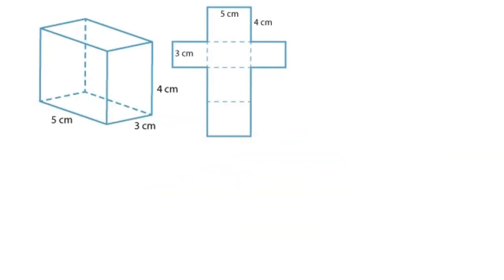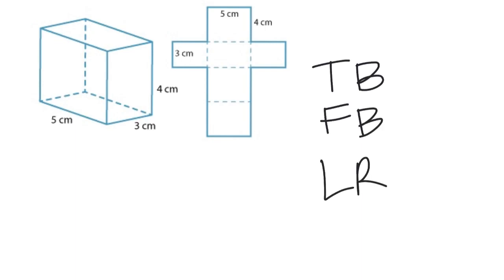Okay? So this one is also a rectangular prism. It shows you the net. So in this case, I'm going to start off again by writing TB for top bottom, FB for front back, and then LR for left right.